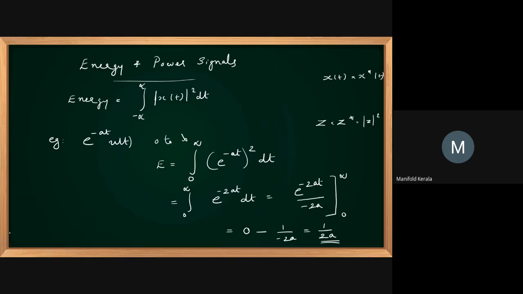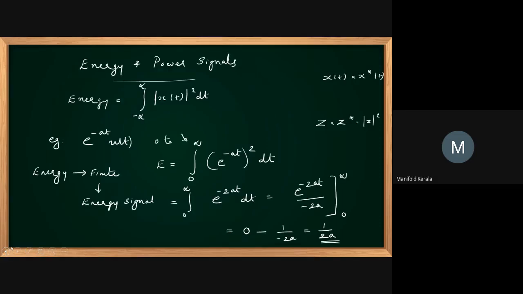Whenever the energy of a signal is finite, then it is called an energy signal. This is an important definition. If the energy of a signal is finite, you can term it as an energy signal. We'll find the energy of another signal now. Do you want to take this down? Is it clear to all of you?